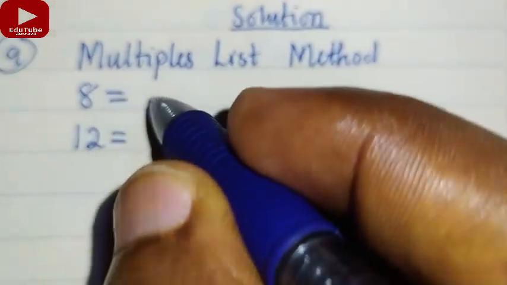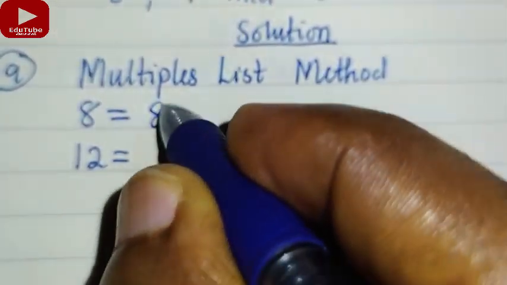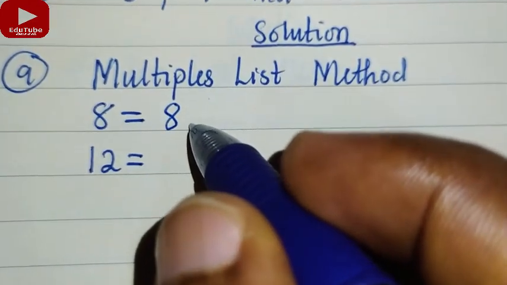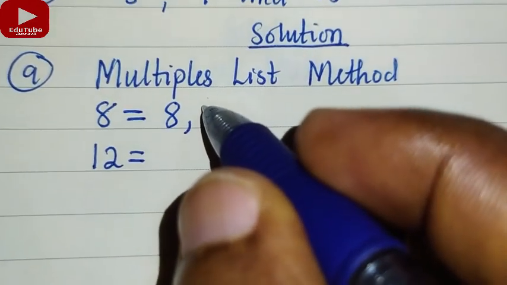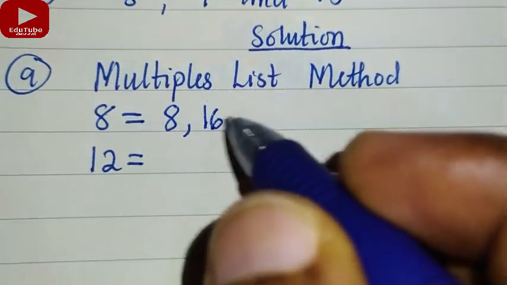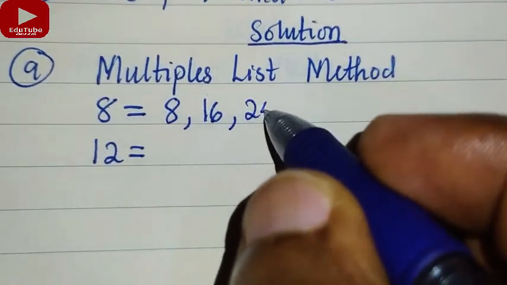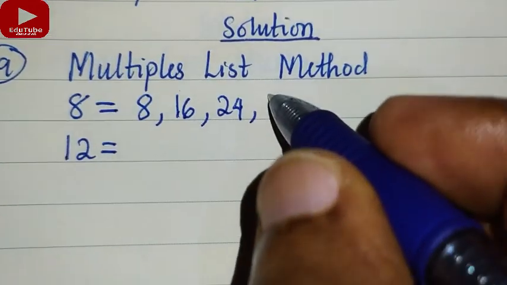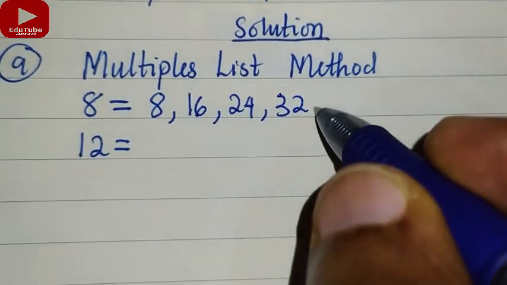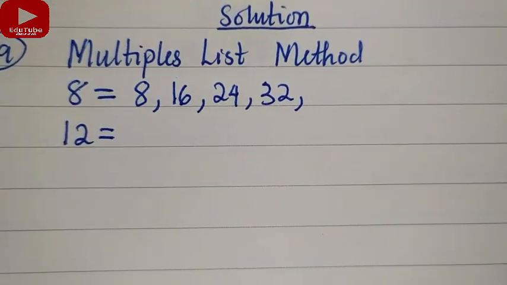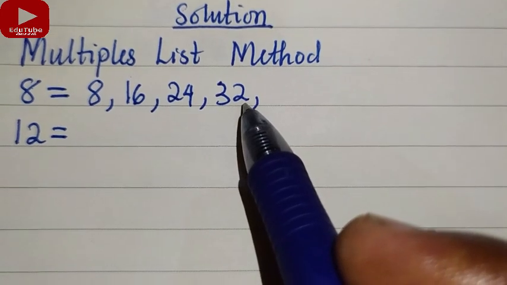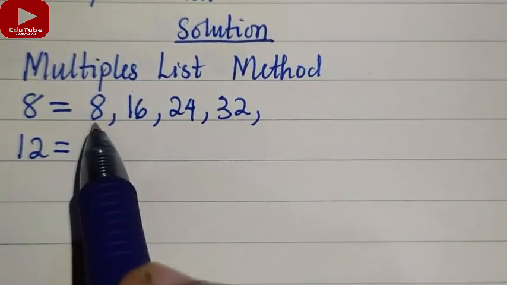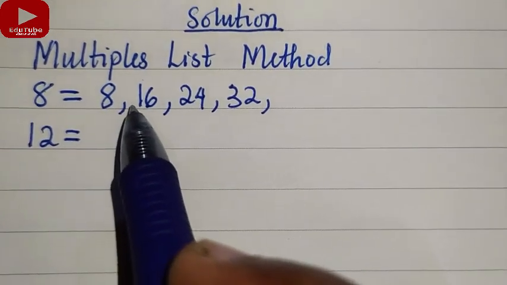For example, the first multiple of 8 is 8 itself, because 8 times 1 is 8. The next multiple of 8 is 16, because 8 times 2 is 16. 8 times 3 is 24, and 8 times 4 is 32. Another way you could find your multiples is by skip counting. What do I mean by skip counting? Just repeatedly add the number to get your list of multiples.